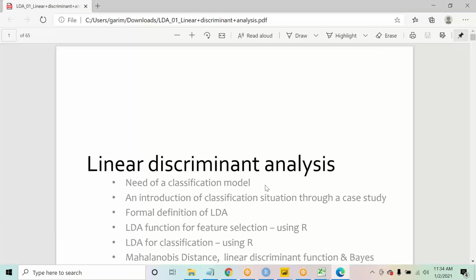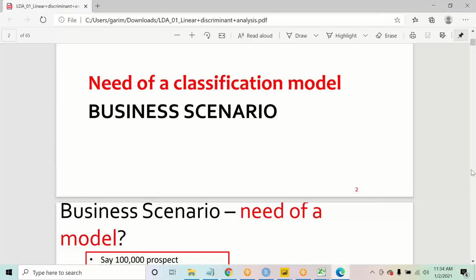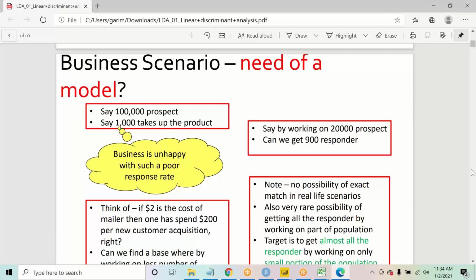Okay, so let us try to understand linear discriminant analysis. Let me just start with a small example. The LDA approach that we will be exploring is also one of the techniques that we use for classification purposes only. This is also a model that we use and build for classification.